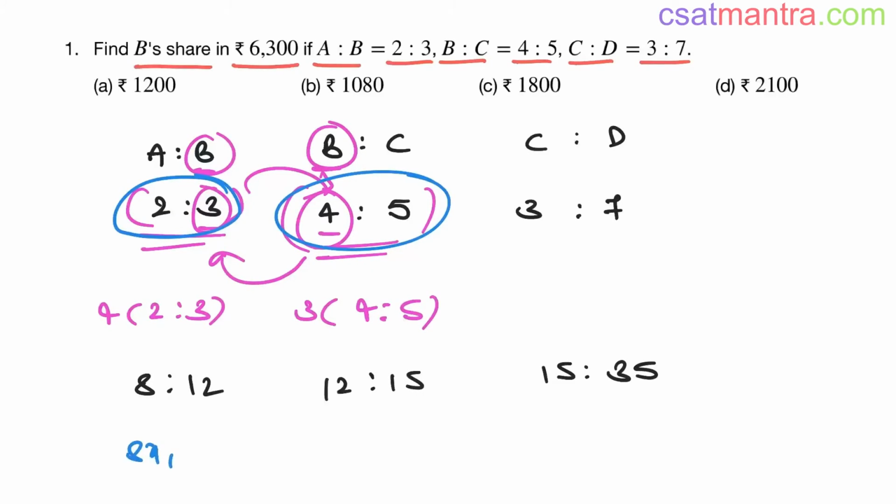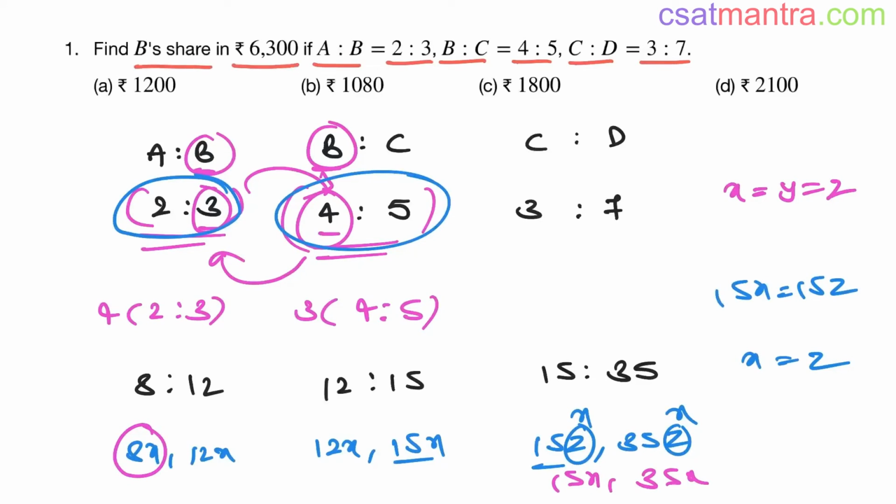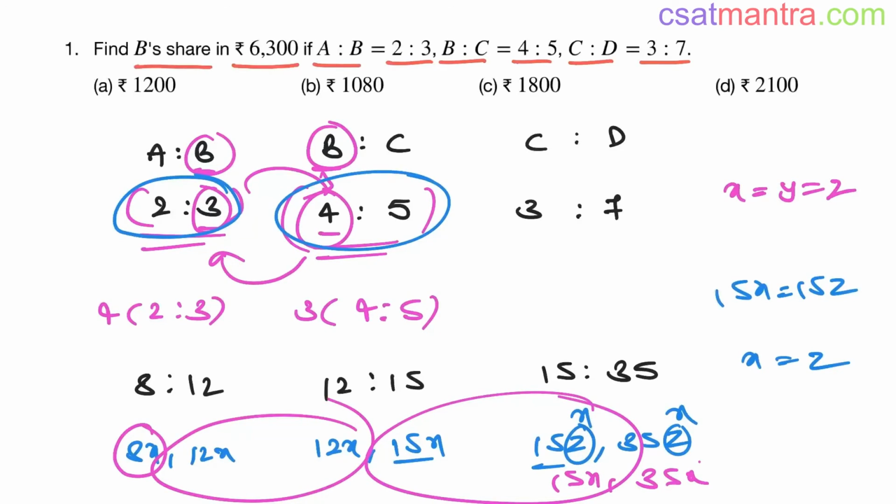Now see, 8x, 12x, this is 12x, 15x, because x is equal to y, my friends. Let's say 15z, 35z. C is equal in both the ratios, right? 15x is equal to 15z, so x is equal to z. So we can replace this z with x. Now see how the problem has been simplified. x is equal to y is equal to z. 15x, 35x. So from this we can say A is equal to 8x, B is equal to 12x, C is equal to 15x, D is equal to 35x.